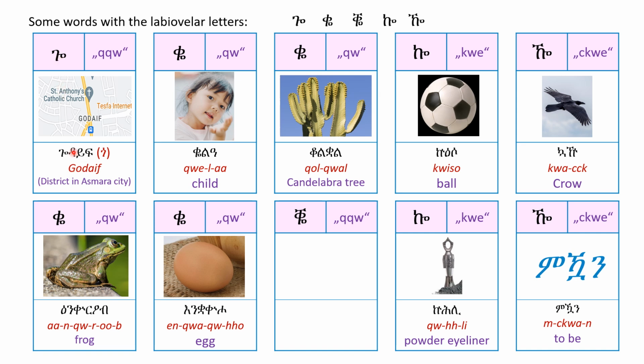Gue, Godaif. It's a district in Asmara city. Que, Kol'a. Que, Kolqual. Que, Ku'so. Que, Quach. Que, Nkur'ob. Que, Nkaqho.